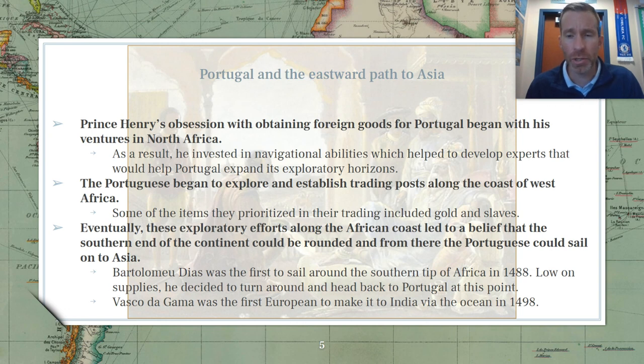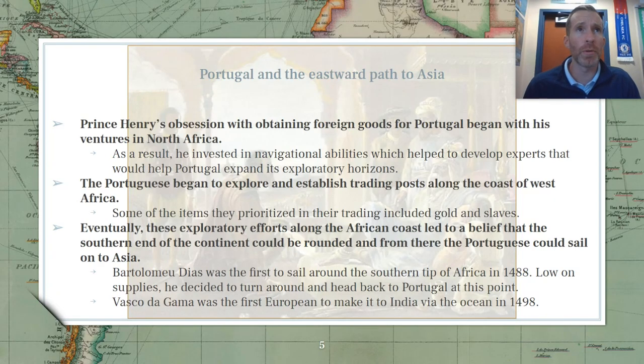So it's going to be Portugal that is going to get Europe into the Indian Ocean trade network. And it starts really with Prince Henry the Navigator. He has a desire for foreign goods, and it kind of starts with some excursions into North Africa, but he wants to push Portuguese exploration further and further along the African coast.